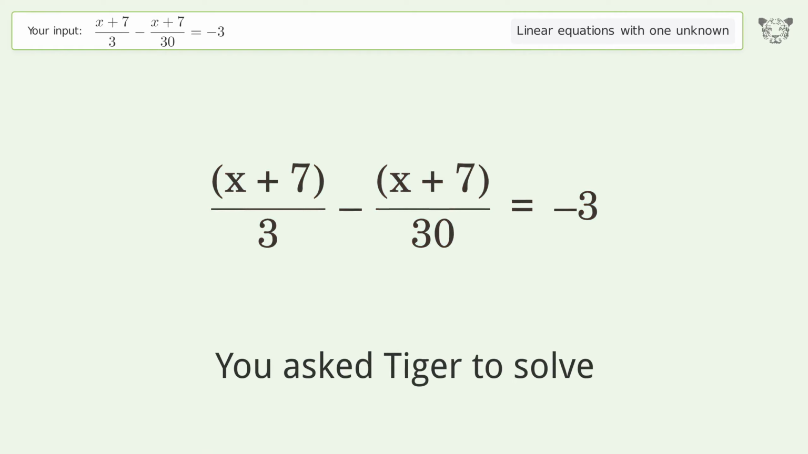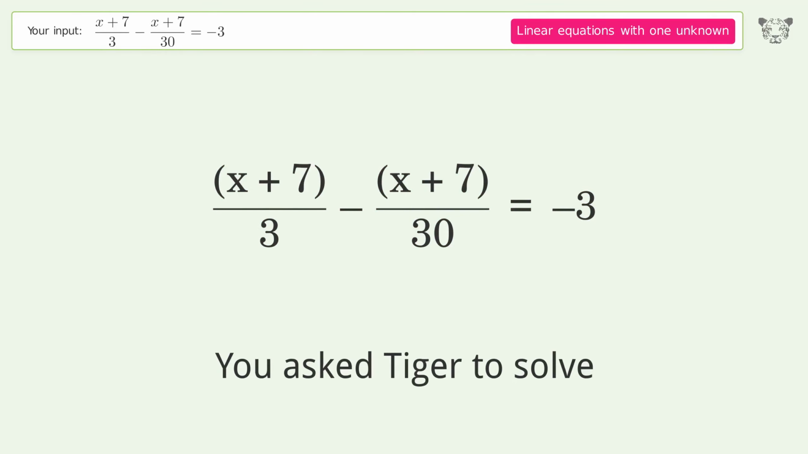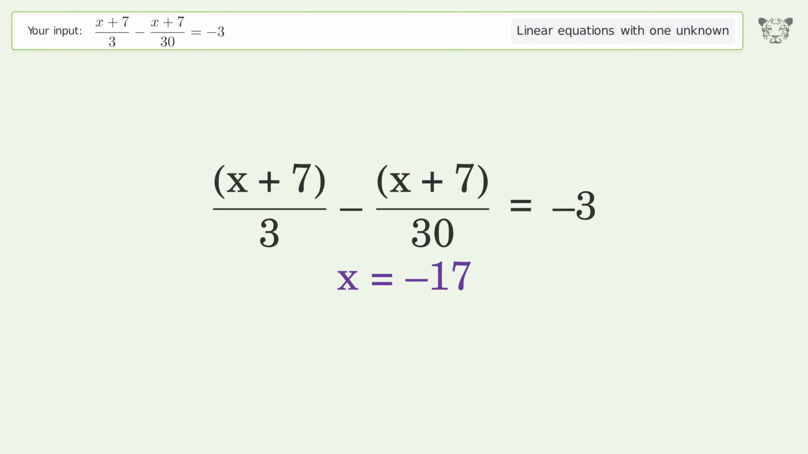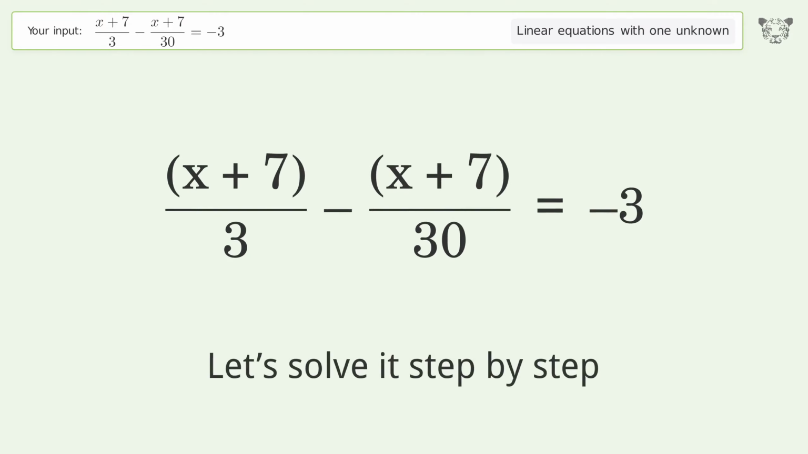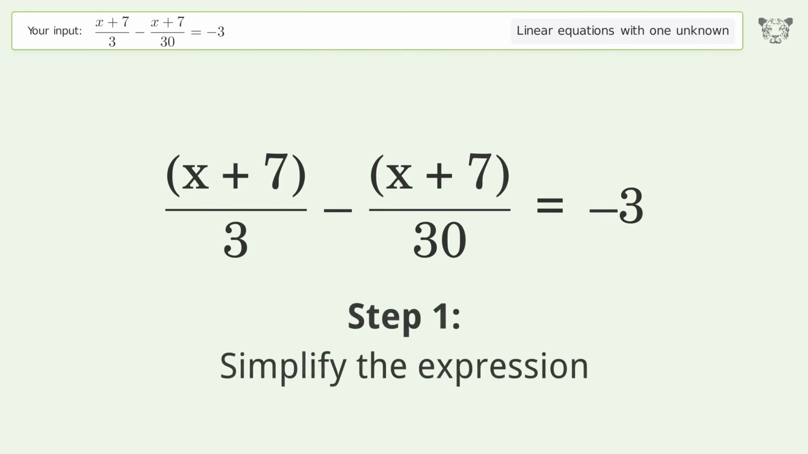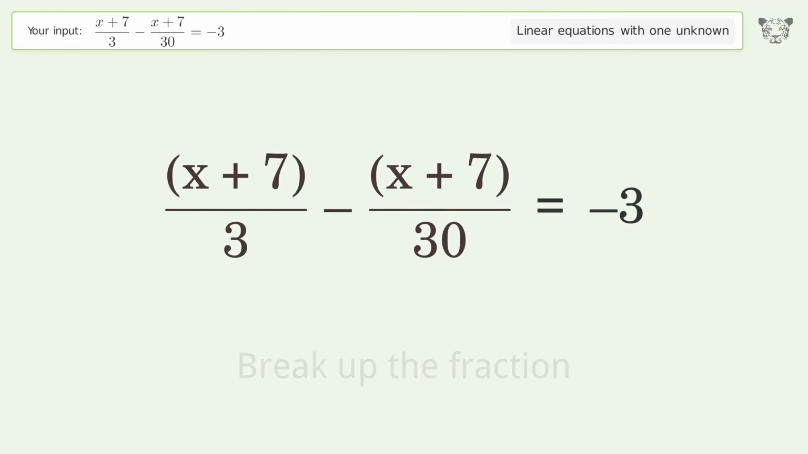You ask Tiger to solve. This deals with linear equations with one unknown. The final result is x equals -17. Let's solve it step by step. Simplify the expression. Break up the fraction.